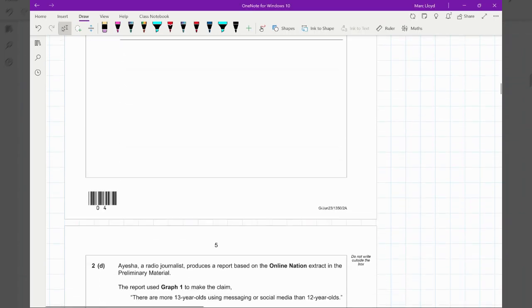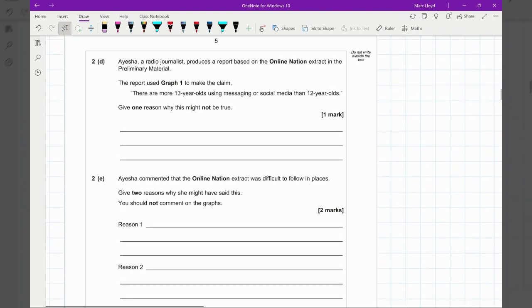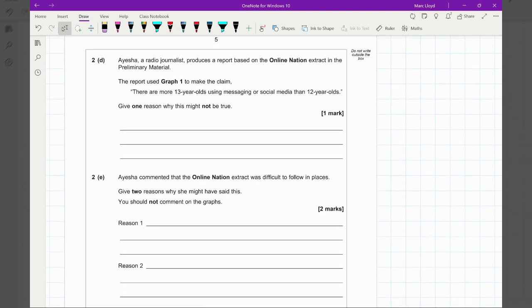Okay, down to part D. Just 1 mark for this one. Aisha, a radio journalist, produces a report based on the Online Nation extract in the preliminary material. The report used graph 1 to make the claim there are more 13-year-olds using messaging or social media than 12-year-olds. Give one reason why this might not be true.